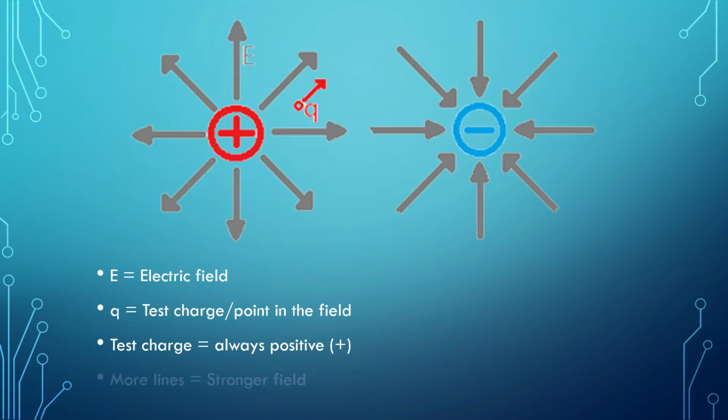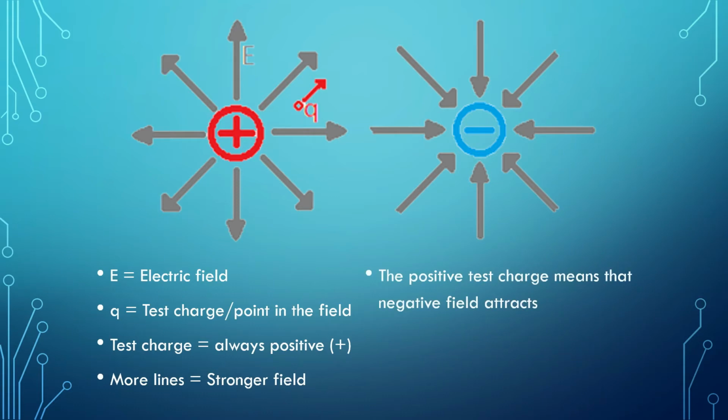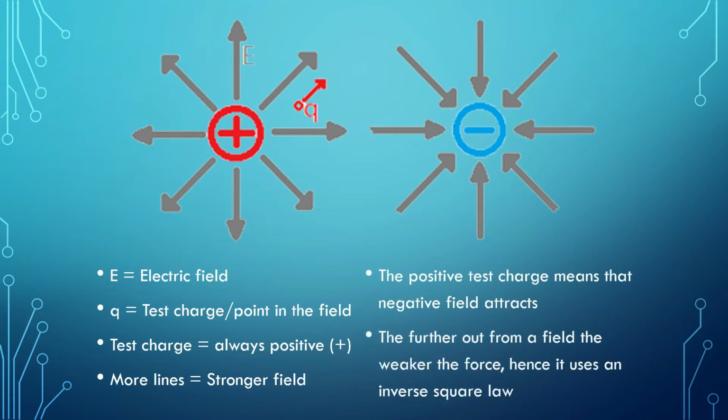More lines on an electrostatic field diagram means it's a stronger field. The positive test charge means that the negative field attracts, as explained before. The further out we are from a field, the weaker the force. Hence it has an inverse square law.